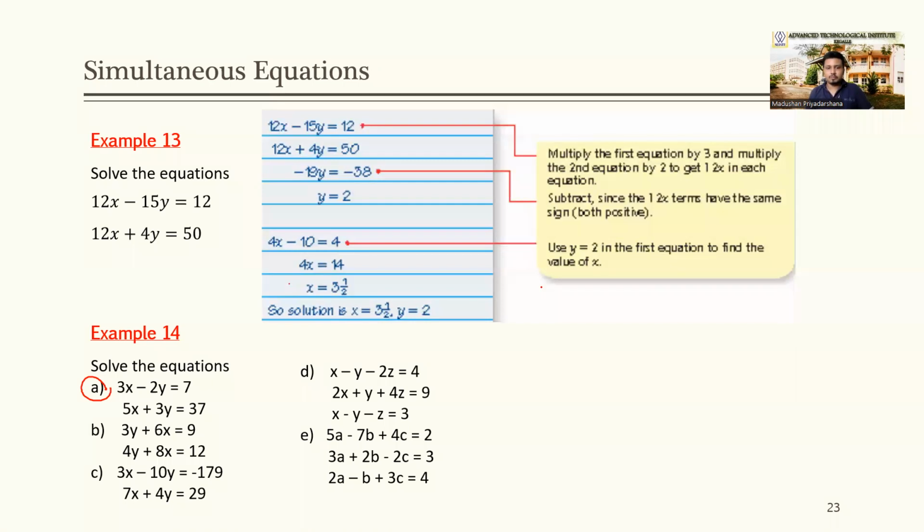Then we'll move to part D and E. So I will do only one of these. So what I need to do? Part D or part E?